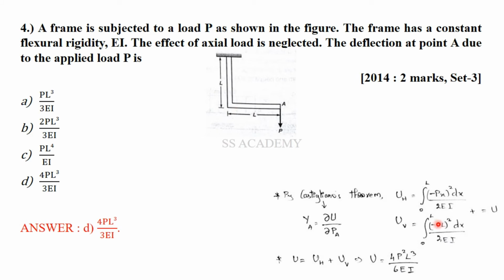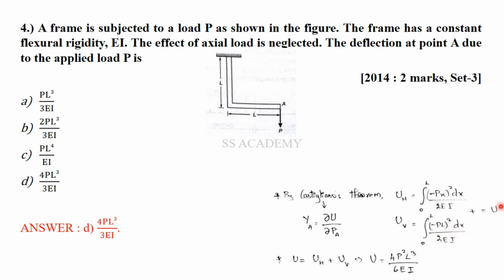So as we know, the strain energy is M squared dx by 2EI. Instead of M, we are substituting minus Pl. Remember, here it is minus Px and here it is minus Pl. So minus Pl whole squared by 2EA into dx. Here we will be getting another strain energy for the vertical member.